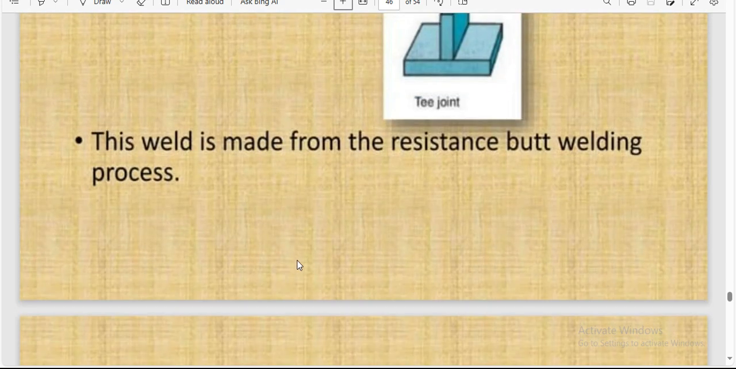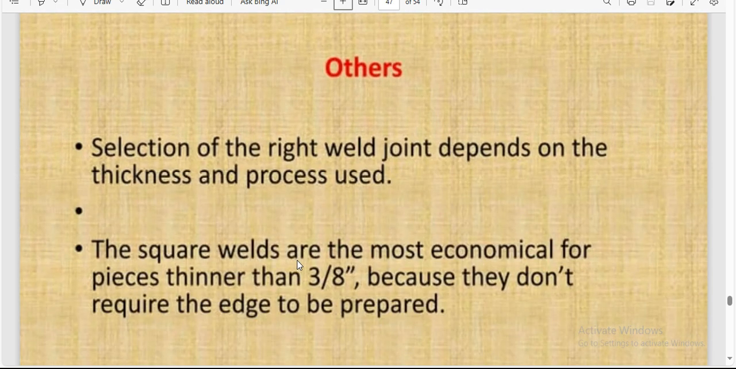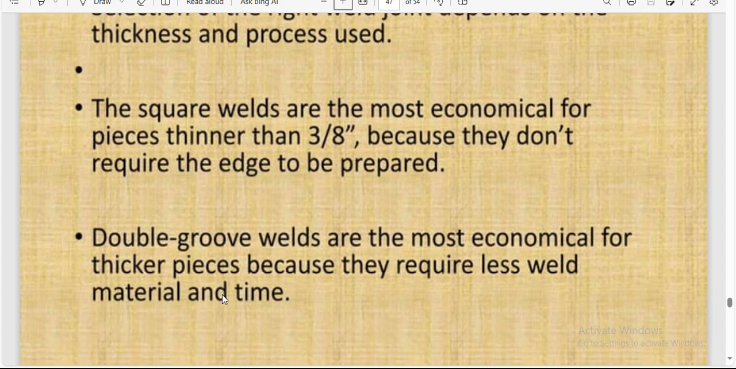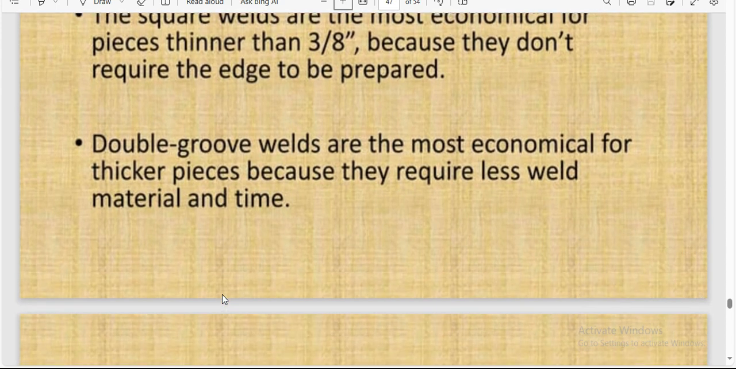T-joint. This weld is made from braces. Others also, as you select. Selection of the right weld joint depends on the thickness and the process used. We should select types of welding joints based on the thickness of the materials and the process you use. The square weld is the most economic for pieces thinner than 3/8 inch because it does not require the edges to be prepared. Double groove welds are most economic for thicker pieces because they require less welded material and time.